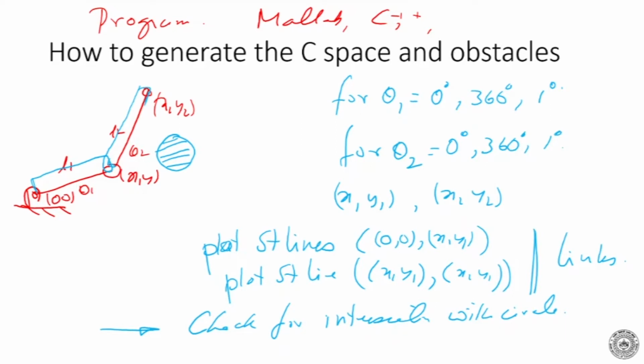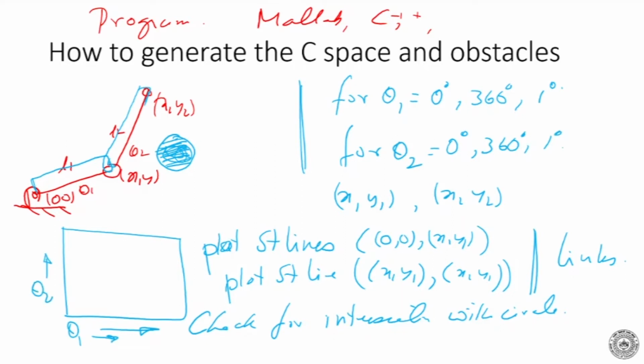So what we do is we run these two loops. And for every value of theta 1 and theta 2, we check if there is intersection. Now, if there is intersection with the circle, we put a particular color. Say, for example, light blue color is the obstacle. So theta 1 is going in this direction, theta 2 is going in that direction.